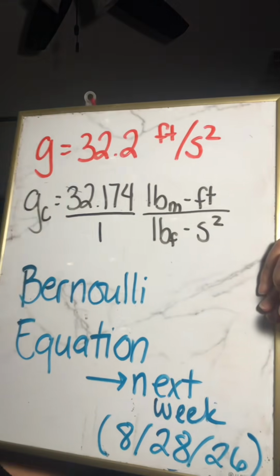The most common place where you are going to use G sub C is in the Bernoulli equation, which I'm going to talk about next week, next Friday, so tune in then.